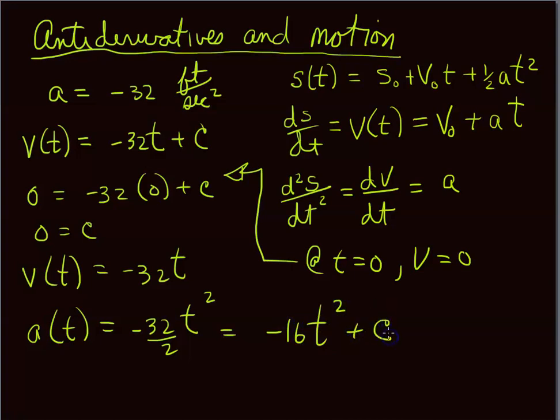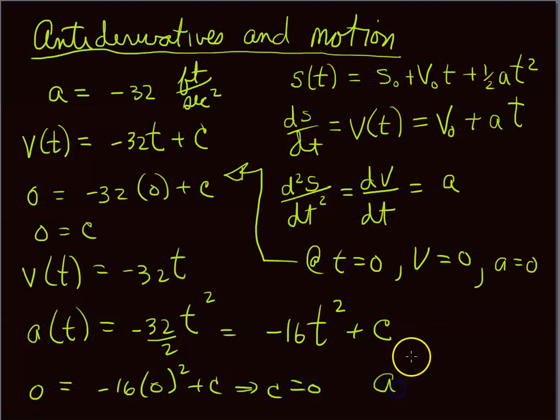Plus some constant c. Well, they'd have to give you some information, not about v anymore, but about the acceleration. And if they give you that the acceleration is 0 when t is 0, meaning it's sitting still, then we can also plug that in. 0 equals a negative 16 times 0 squared plus c. So once again, c equals 0. And the acceleration is a negative 16t squared.